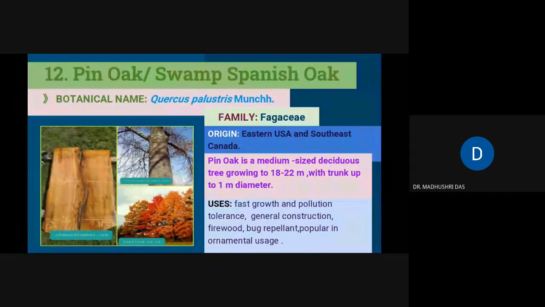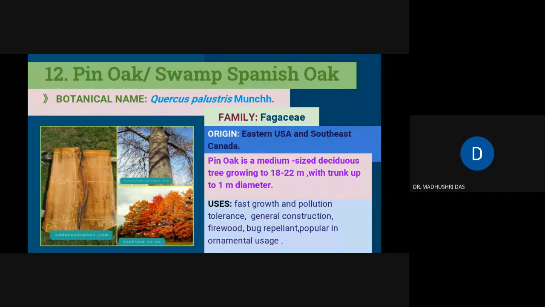12th is Quercus palustris, which is commonly known as pin oak or swamp Spanish oak. It belongs to the family Fagaceae. It originated in eastern USA and southeast Canada. Pin oak is a medium-sized deciduous tree which can grow up to 18 to 22 meters, and its trunk has a 1 meter diameter.